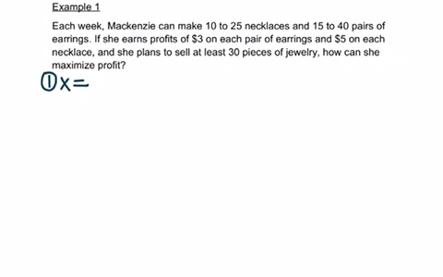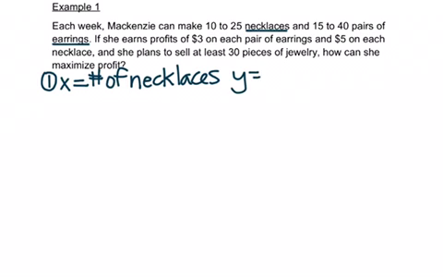Well, what do I have to find the number of? We're talking about jewelry, and we're talking about two different types of jewelry. Mackenzie can make necklaces, and she can make some earrings. So I'm going to let x equal the number of necklaces that Mackenzie's going to make. And so y is going to be the number of pairs of earrings.